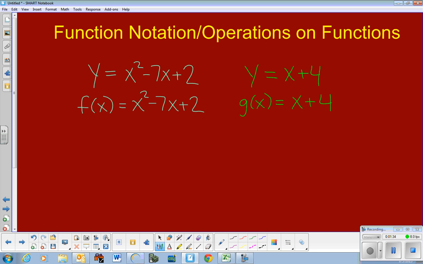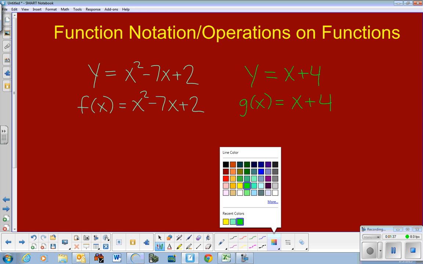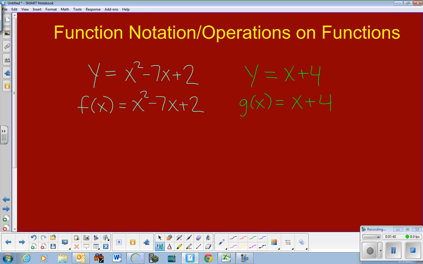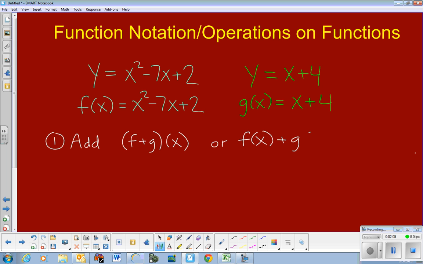All right, so what can we do with these two, the operations? Basically, you need to know how to add, subtract, multiply, and divide functions, and then make composite functions, which we'll talk about in just a minute. So first thing you need to be able to do is add. Now, the notation, you could see it in a couple of ways. (f + g)(x) is one way to write it, which just means add the two things together. I prefer writing it f(x) + g(x), but they didn't consult me. Either way it just means add the two together.